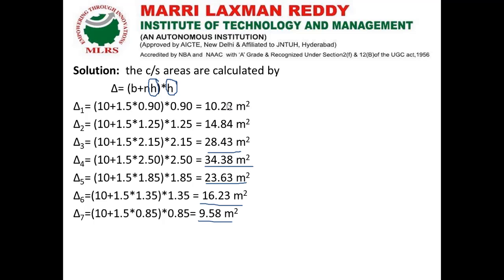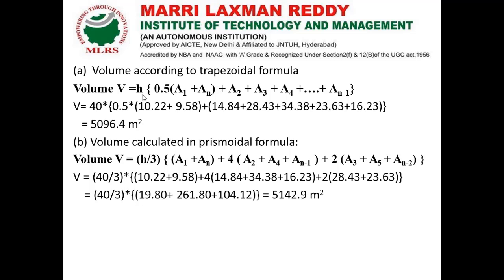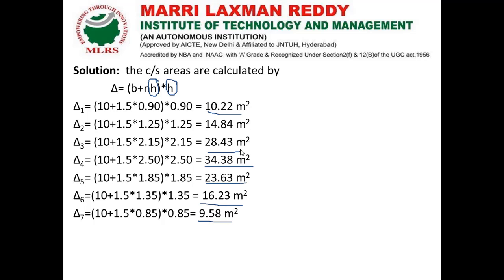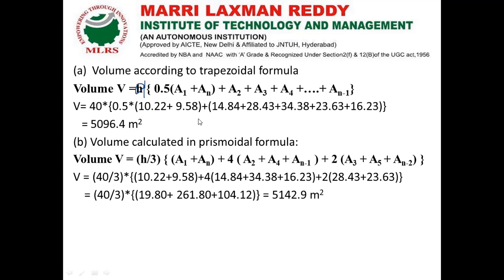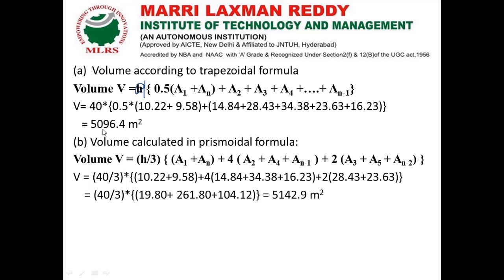Now we have to go for calculation of volume using the trapezoidal rule. So this is the formula. Here I am going to use D. So D equal to 40 meter into 0.5 times the first area plus the last area. So the first area is 10.22 plus the last area A7 is 9.58 plus the remaining areas, so that I am getting the volume of 5096.4 meter cube.